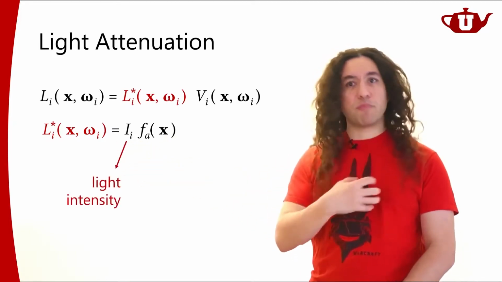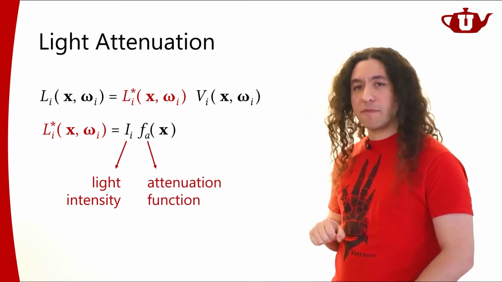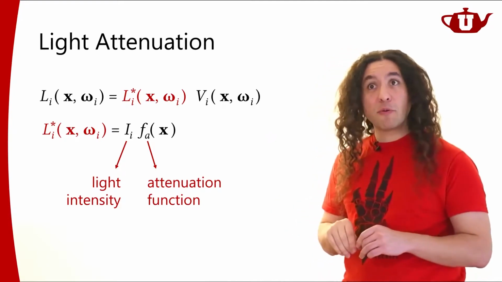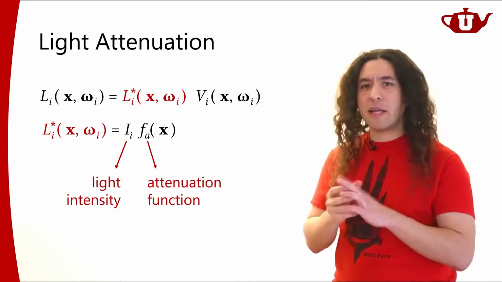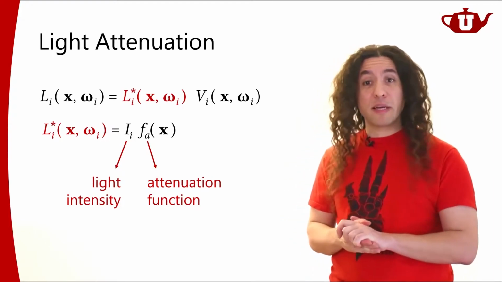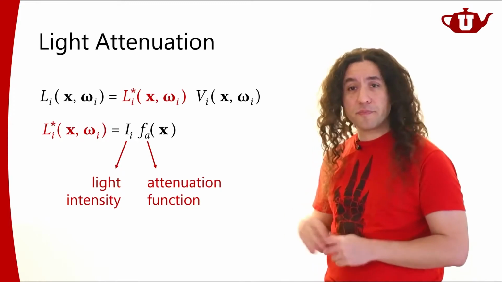This is the light intensity term. This is the property of the light source. And this is the attenuation function. There are ways to write this a bit more complicated, and it would be more suitable for more general light sources. But for the relatively simple light sources that we will be using in this course, this is a good way of writing the lighting equation.